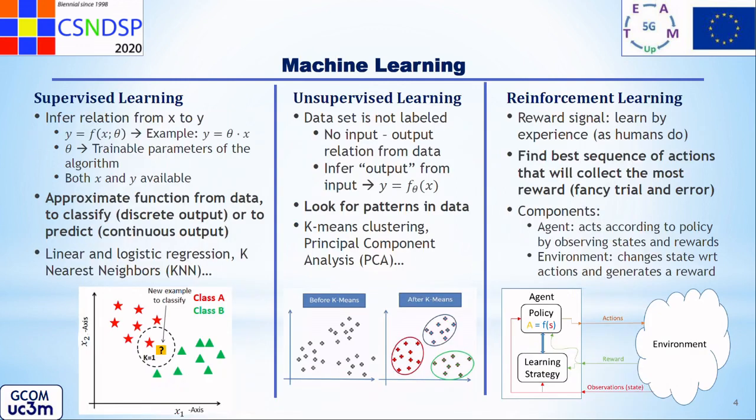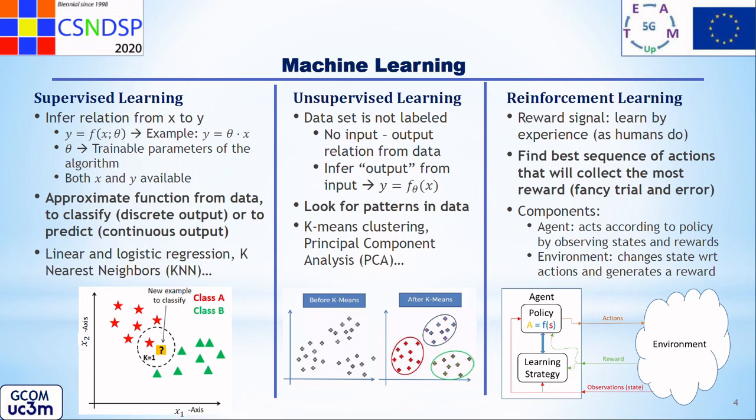There are three main families of machine learning techniques. These are supervised learning, unsupervised learning, and reinforcement learning. Supervised learning aims at inferring a relation between a dataset of input variables x and a set of output variables y by optimizing the function parameters theta. If the output y is discrete, this is 1, 2, 3 or A, B, C, D, the task is to classify, and if it is continuous, the task is to predict.